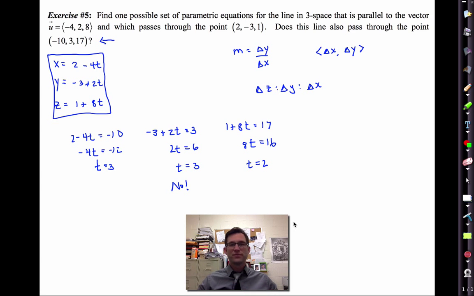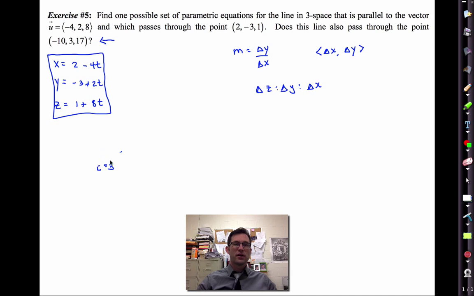So no, that's one method. Here's another cool method. I like this as well. Let's say that I take the point 2, -3, 1, and I look at moving it to the point -10, 3, 17. I have a delta x that's equal to what?